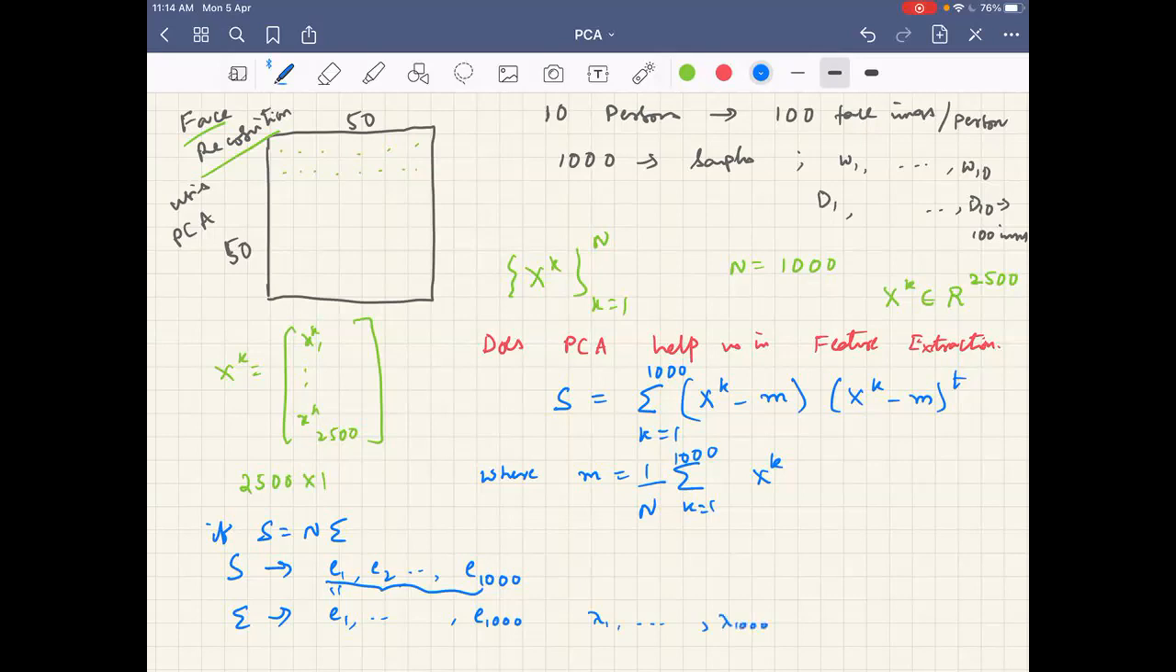Can anybody tell quickly? 1000 is the number of samples. Very good. So 1000 is the number of samples. So how many eigenvectors will be there? 2500. Good. So we will have the dimension of the scatter matrix as 2500.